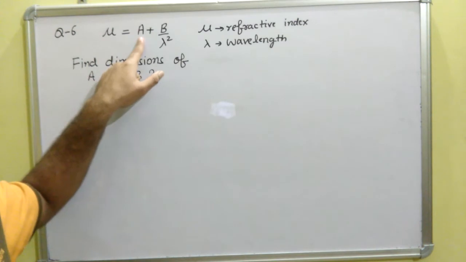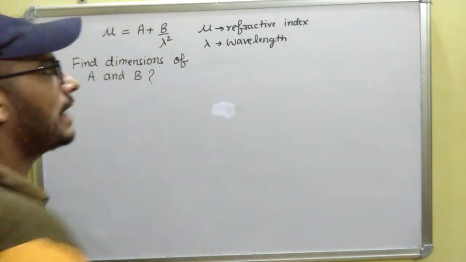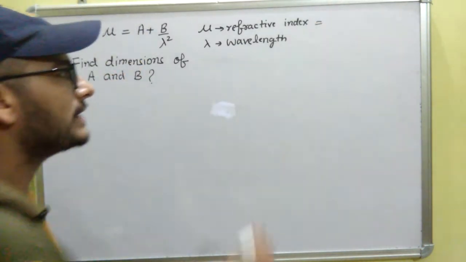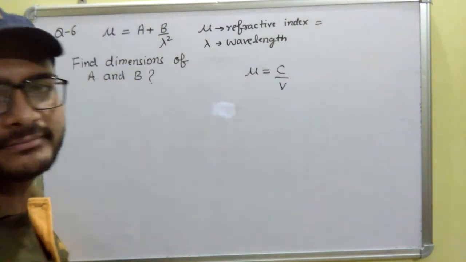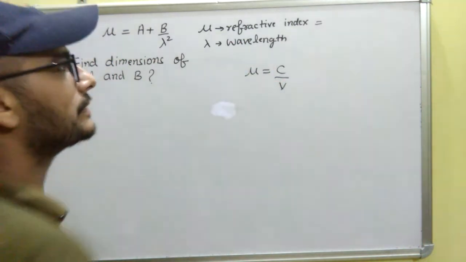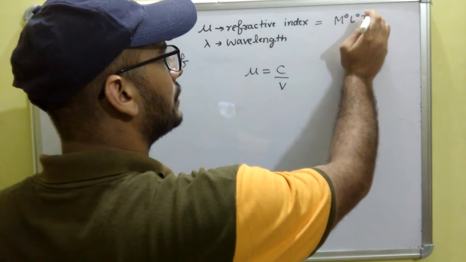Now this is your a, this is your b, and this is your lambda. Lambda means wavelength. Now we know the dimension formula for refractive index. We know refractive index is the ratio of speed of light to the speed of light in medium. So speed of light divided by speed of light, so no dimension will be there. So the dimension formula for refractive index is M0 L0 T0.